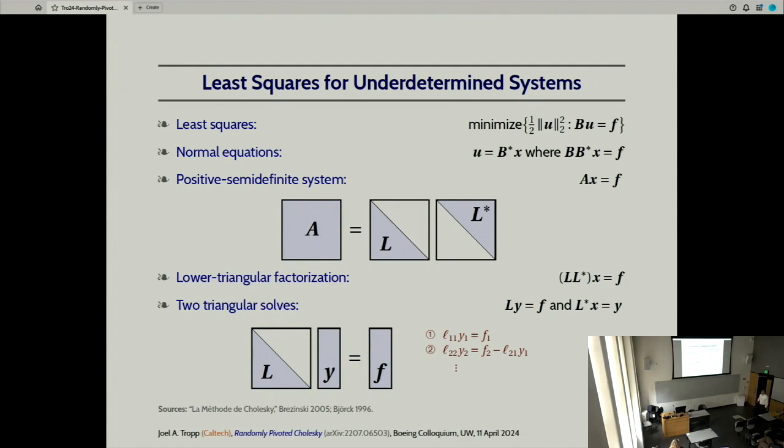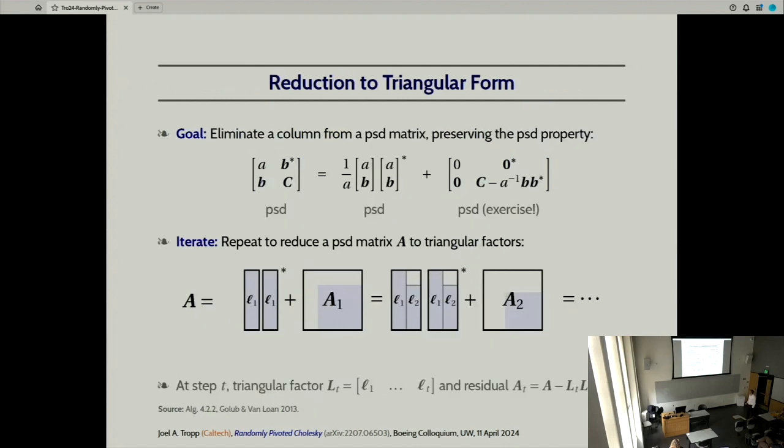Okay, so the real question is how we produce this factorization. And this was Cholesky's idea, how we obtain this factorization of this matrix A. So the way that I like to think about this is different from the way that Cholesky approached the problem. One way to think about reducing a matrix to lower triangular form is to try and eliminate the columns one at a time. Okay?